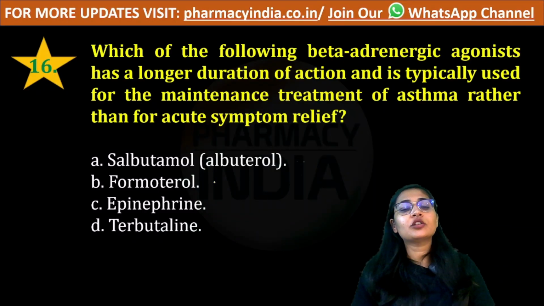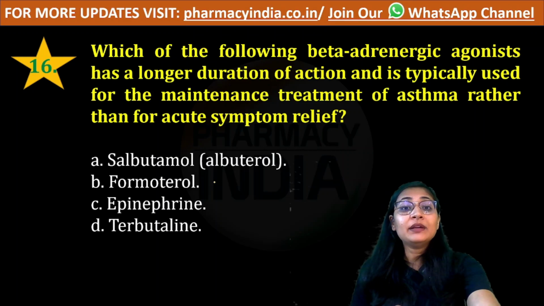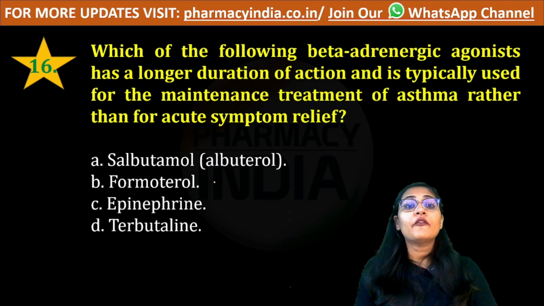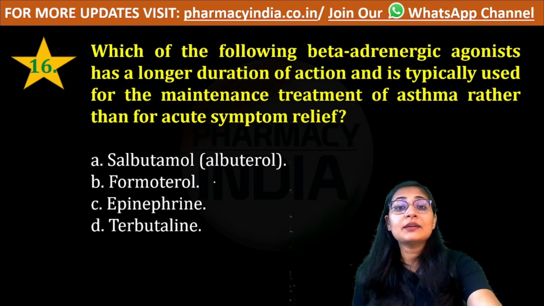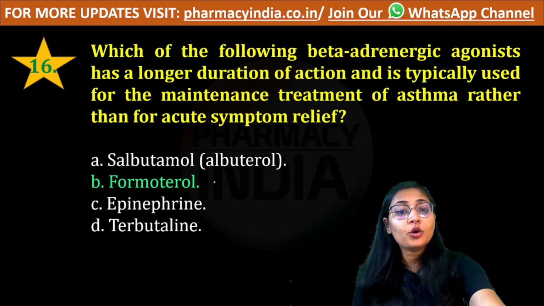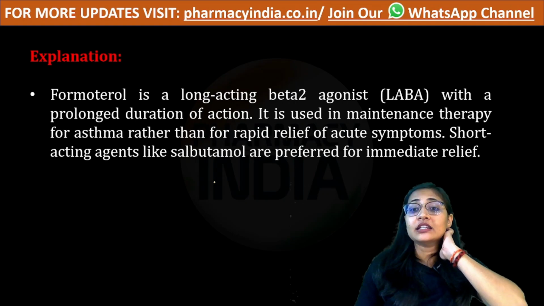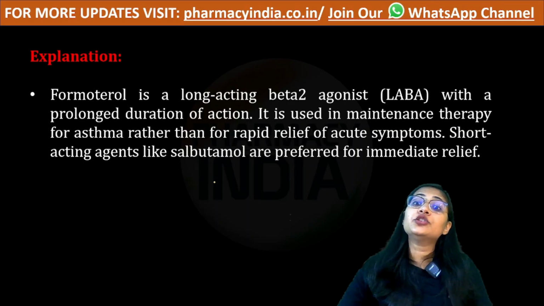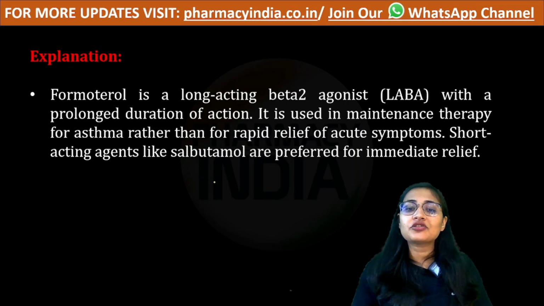Let's move towards the next question. Question number 16. Which of the following beta-adrenergic agonists has a longer duration of action and is typically used for the maintenance treatment of asthma rather than for acute symptom relief? So the correct answer is option B, that is formoterol. Formoterol is a long-acting beta-2 agonist. It has a longer duration of action. If you give it now, then for a longer time it would show its action.